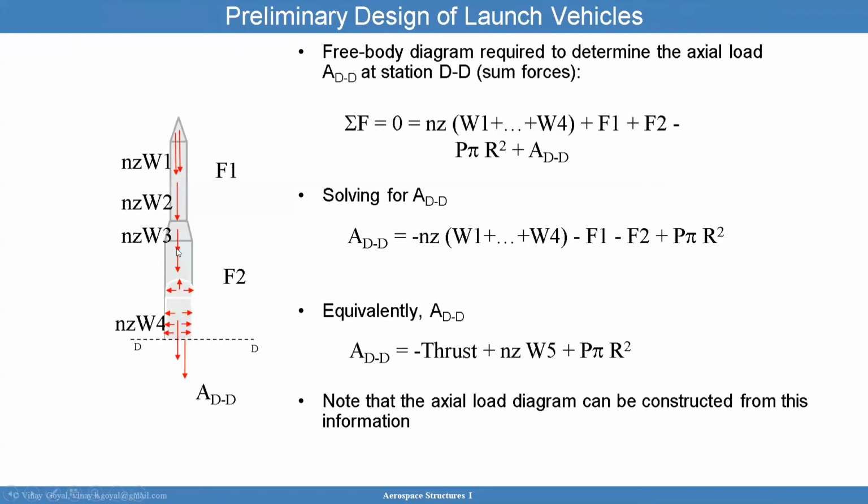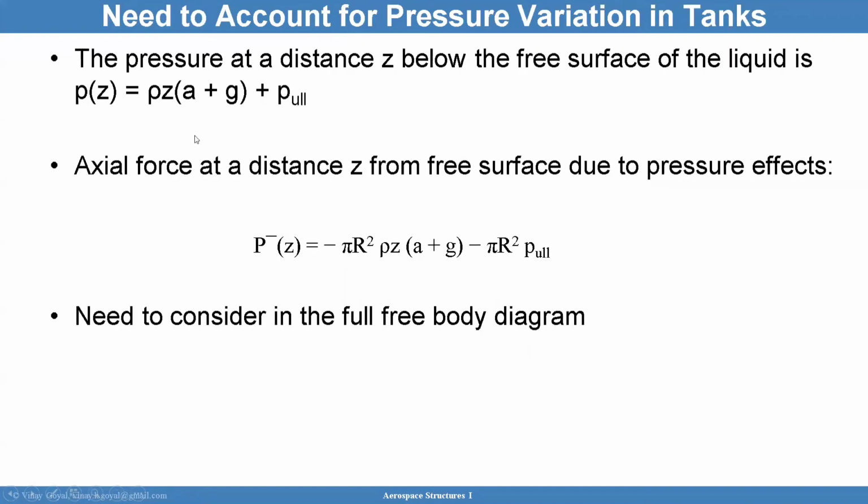So as z equals 0, you get the ullage pressure. So you say that the fluid level is about here. At z equals 0, you get the ullage pressure at the free surface. When you go deeper, that pressure increases. Now I have added here gravity plus acceleration, because normally you don't see a, you just see rho z times g plus ullage pressure. But in this case, now we have the action of acceleration making things worse. So you do have to account for that. So axial force at a distance z from the free surface due to pressure effects then has to be considered.